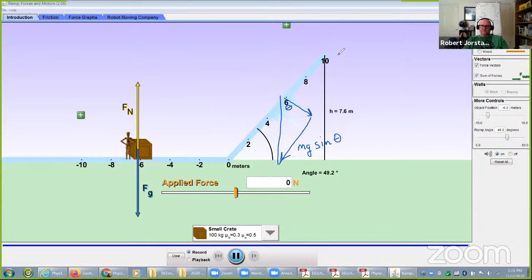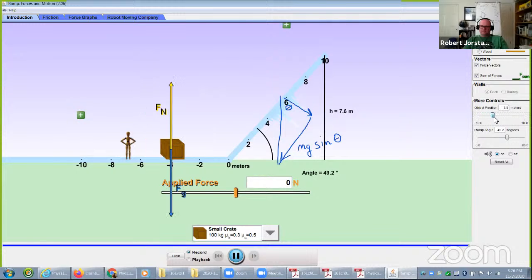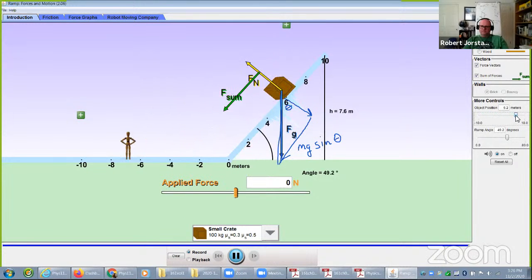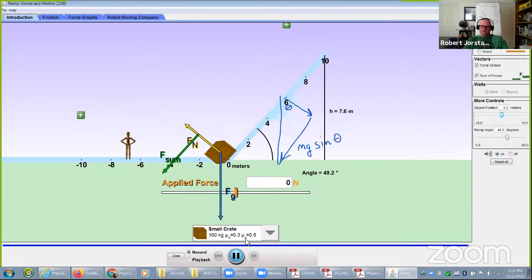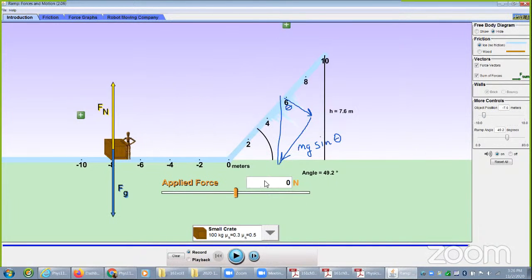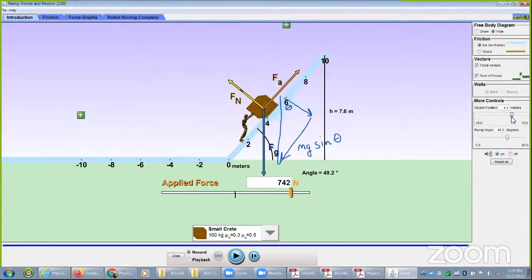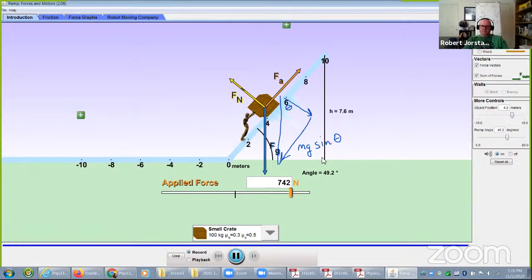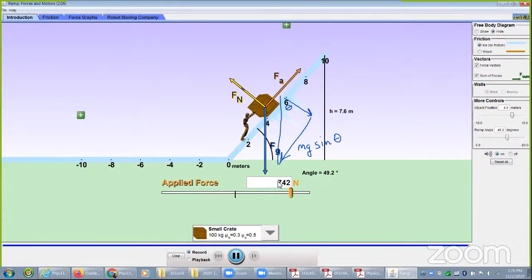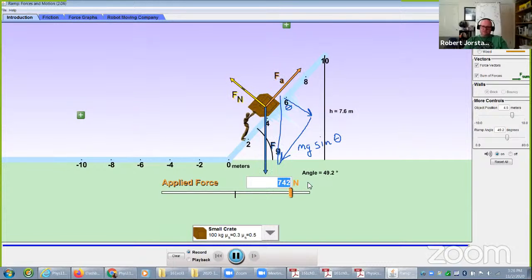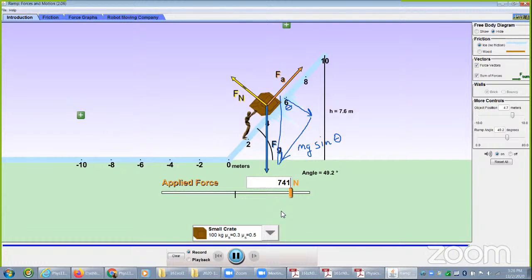While you're doing that, I'll put this thing on pause right now. Okay, 742 newtons. There we go. So right now, that just cancels it out. Exactly. So if I do 741, which way should it creep? It'll start going back down.